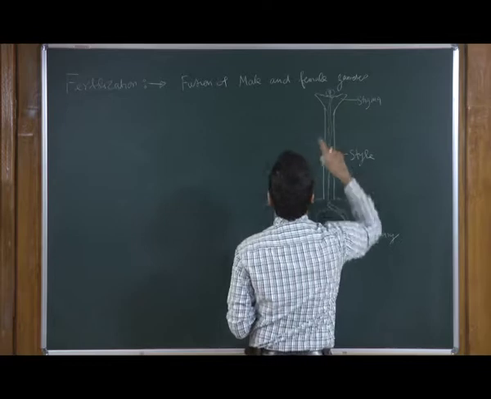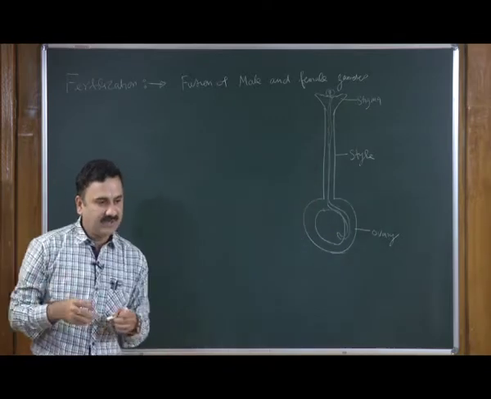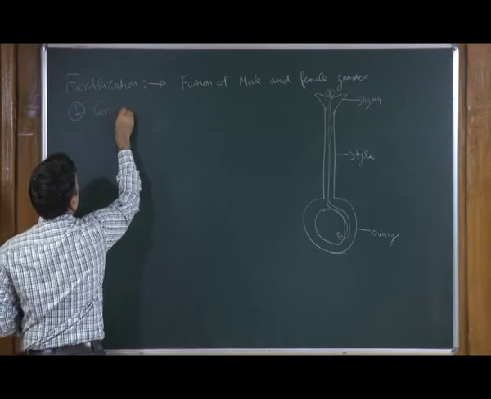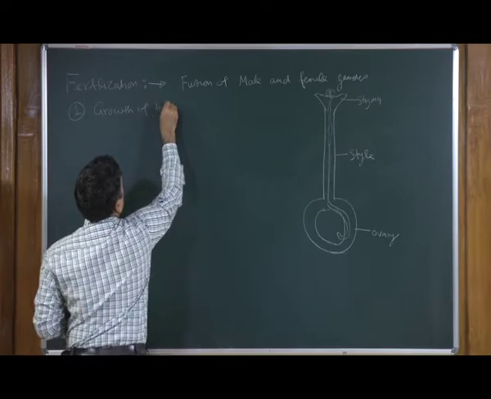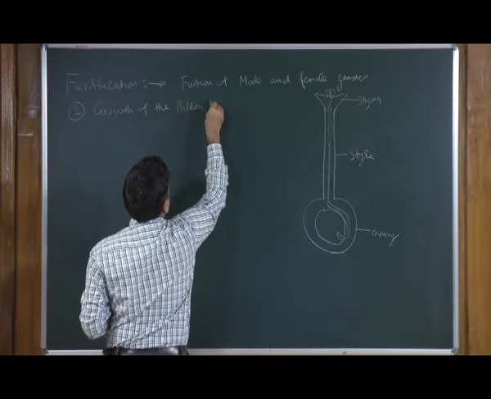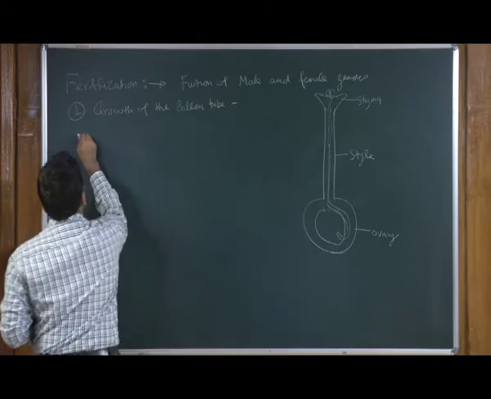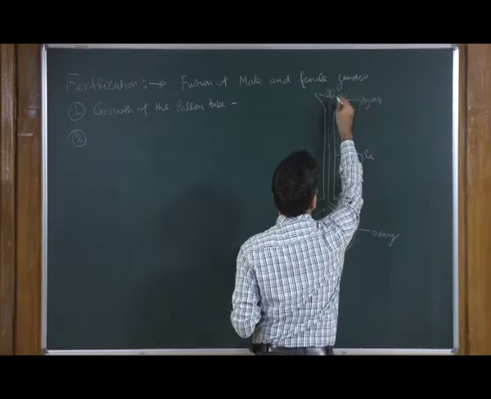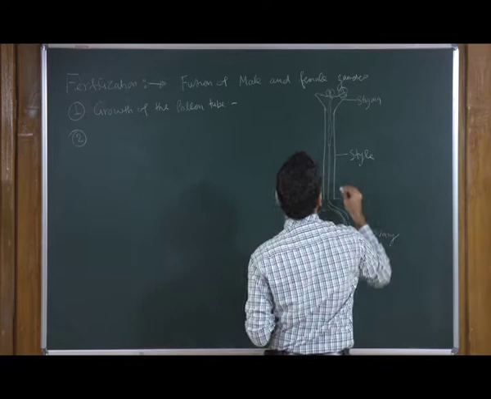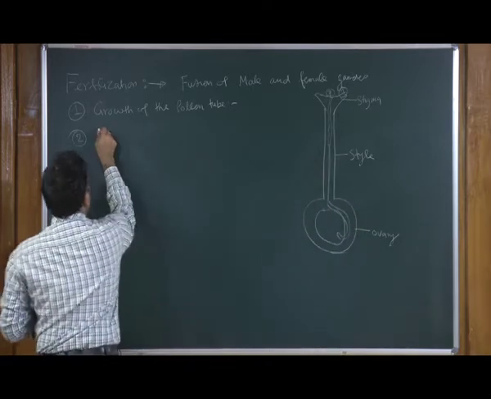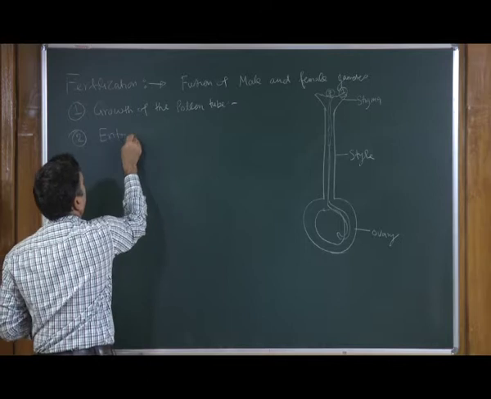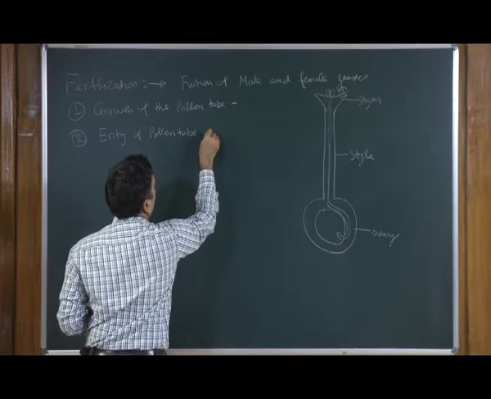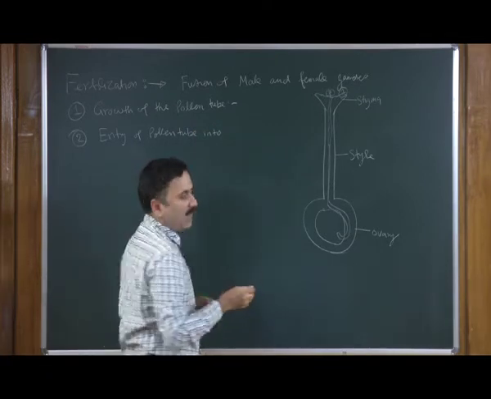So, in this process we have three different events. Number one, growth of the pollen tube. As soon as the pollen grains fall onto the stigma, it does the first step, that is the growth of the pollen tube. Then number two, entry of the pollen tube into the ovule.